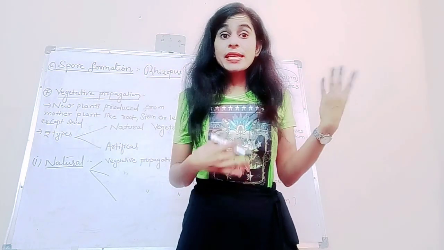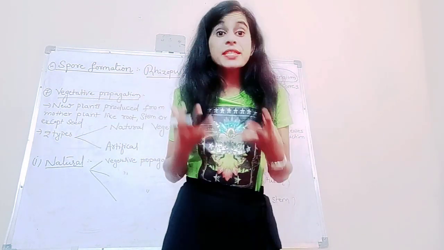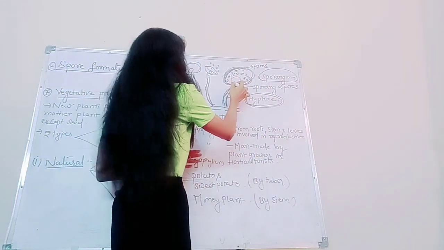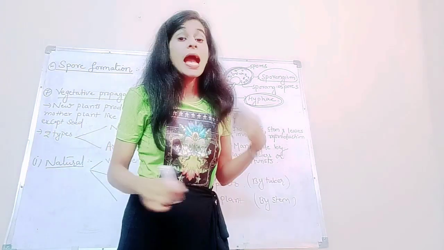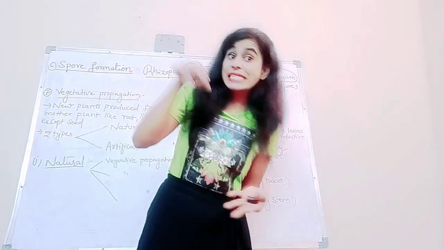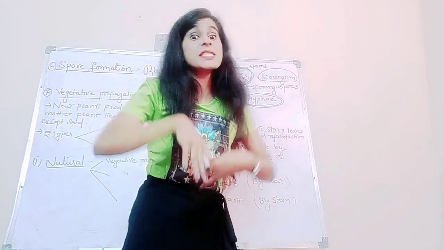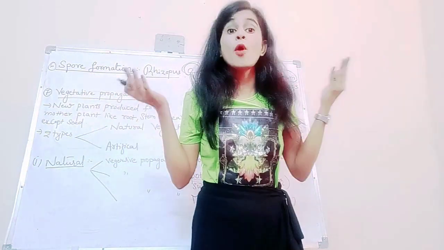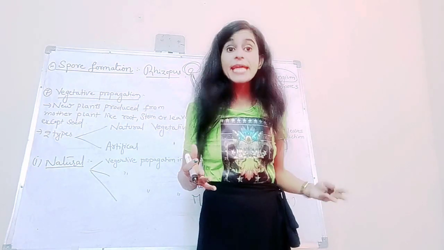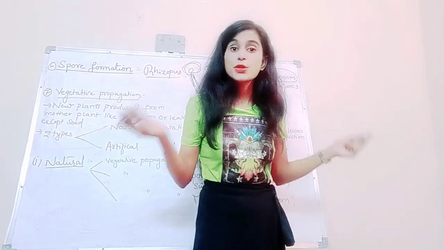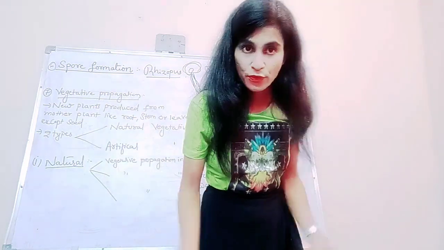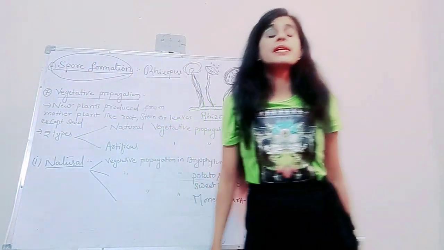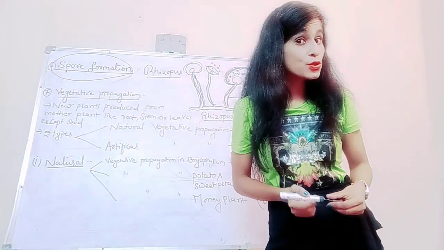Whenever there is a favorable condition, the outer covering of this sporangium bursts. All the spores present inside the sporangium come outside and disperse here and there, and when they get a moist environment, they again reproduce to form a new fungus, a new Rhizopus. This is how asexual reproduction by spores takes place. I hope you understood, guys.